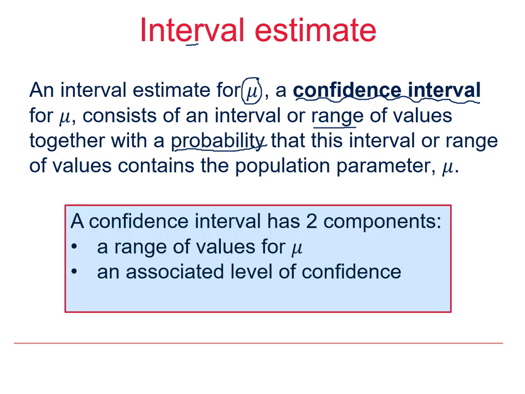So a confidence interval will have two things attached to it. It will produce a range of values that we normally would write in this way, and it will also have associated with it a level of confidence or a probability, which normally will be written as a percentage. Most usually we have a 95% or a 99% level of confidence.